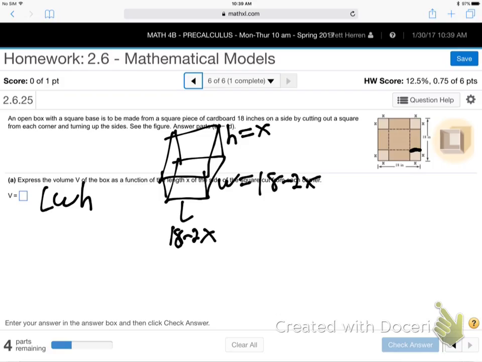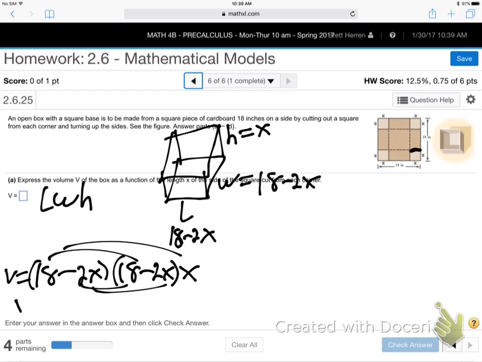Everybody okay with that? That little piece will fold up and become the height. So x is the height. Our three dimensions then are 18 minus 2x, 18 minus 2x, and x, and the volume is their product. Any order, you put those in any order. We just got to FOIL them all out now. All right, so FOIL.